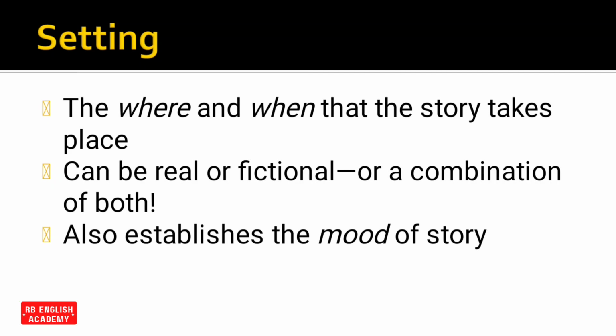Setting: the where and when that the story takes place, can be real or fictional or a combination of both. It also establishes the mood of the story. The story happens, sometimes it may happen in 1947 or 1950. Likewise, it will have some settings. Sometimes it may be like a fantasy story. The entire thing will happen in a chocolate world. Likewise, it is the setting of the particular story.